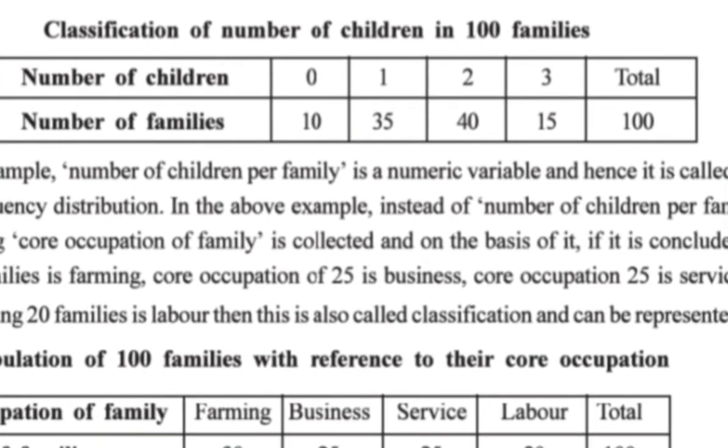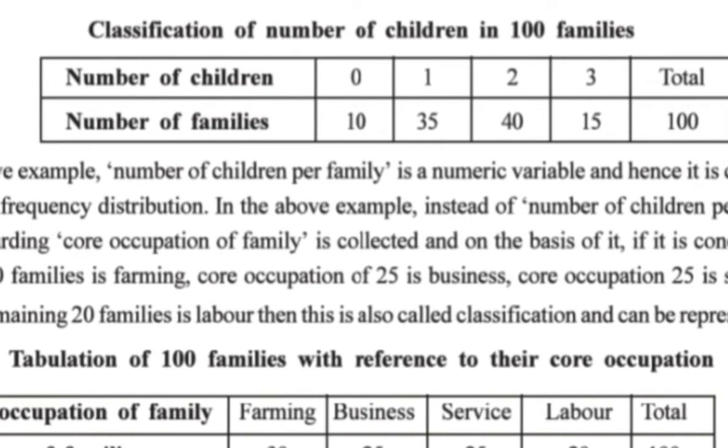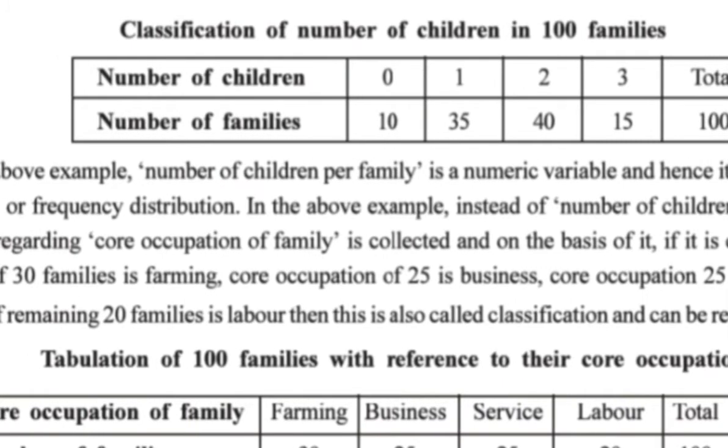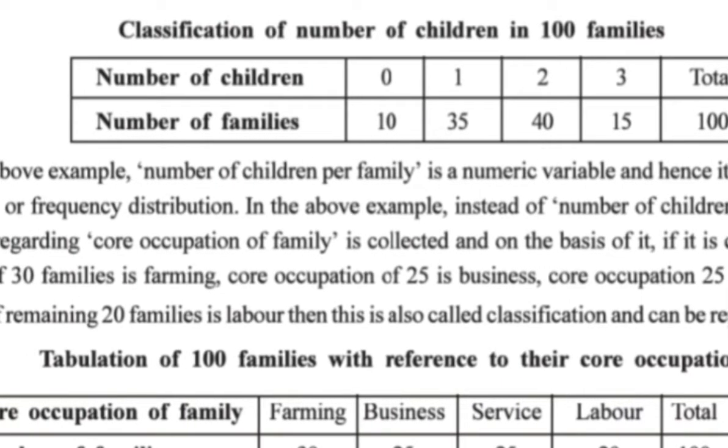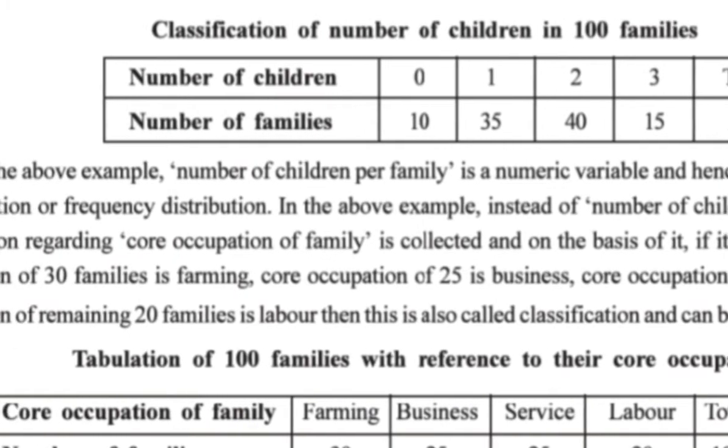The first column gives the core occupation of the family, and that's why such kind of classification is of qualitative type. So this is an example of the qualitative classification. So we saw classification of two types, quantitative and qualitative, and their examples.